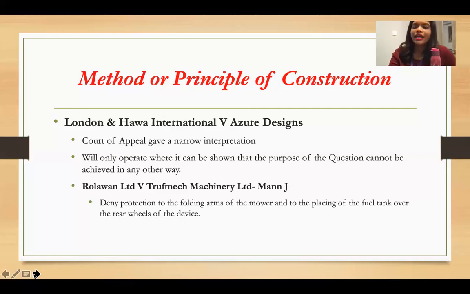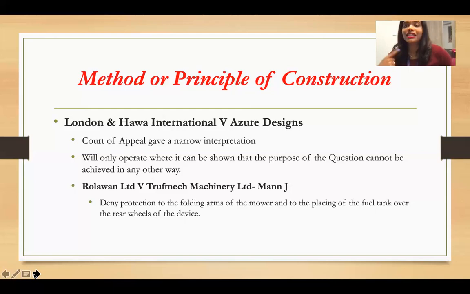So in the case of Rolla One, the court held that they deny protection. They deny protection, saying that we are not going to protect the way that you have put the folding arm of the machinery on the fuel tank. So the fuel tank is here. The way you put it, just say if you used a method to put it, I will not protect that method there.